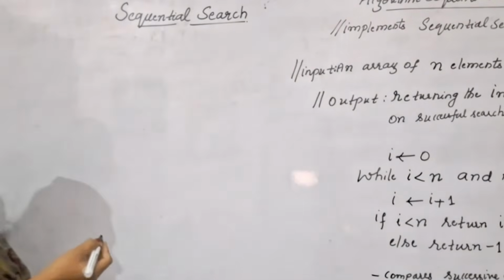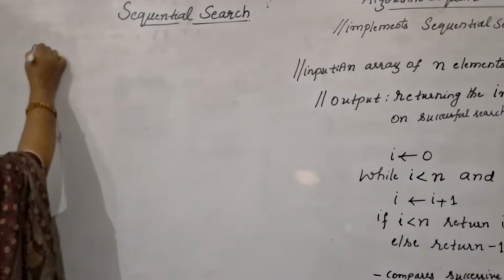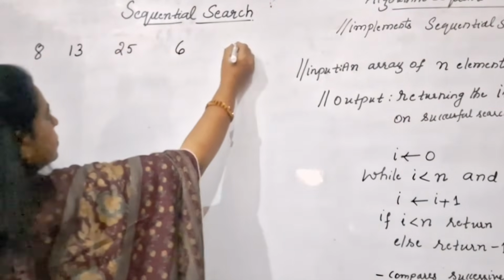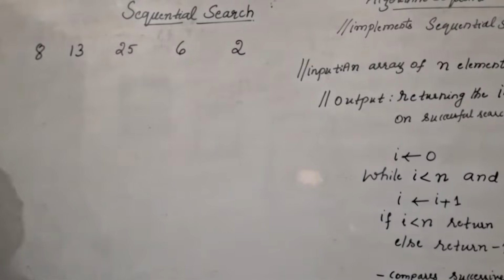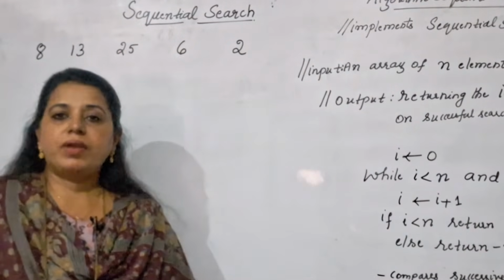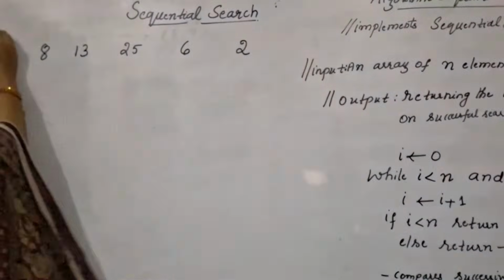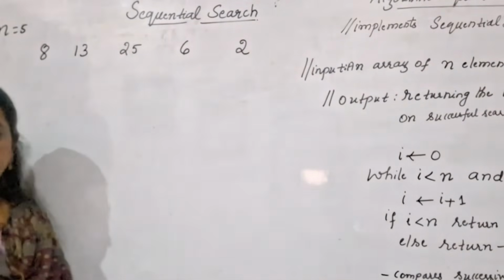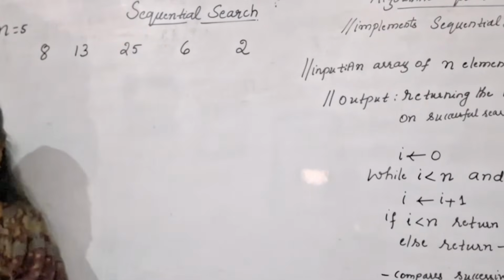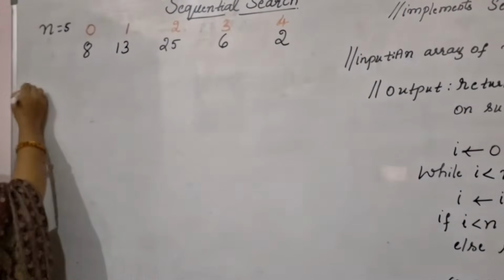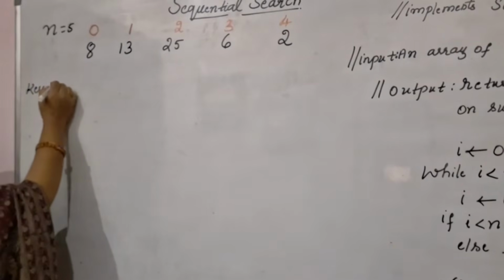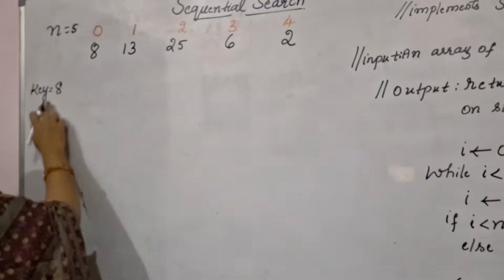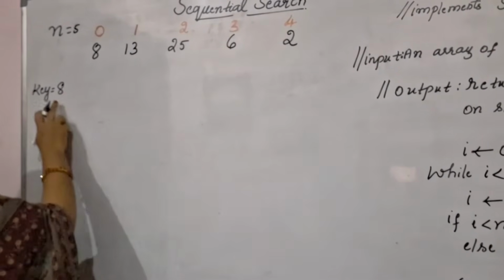Just randomly I am taking some numbers here. Here I have taken 5 elements, so I'll write n equal to 5. And these 5 elements are passed through an array. So the index of the array I will mention here. Suppose the element I want to search is 8. So first time I am just taking the element which is present in the location 1. Intentionally I am trying to search that particular element only.